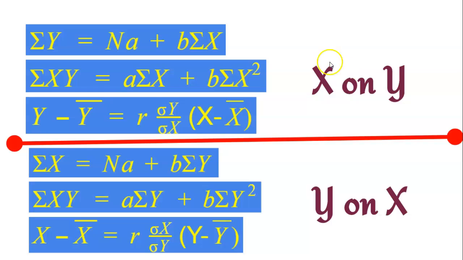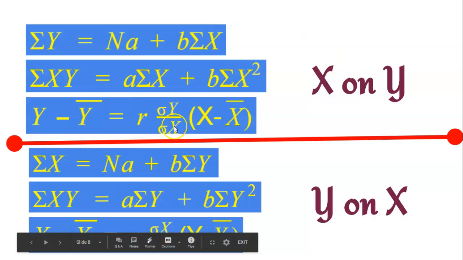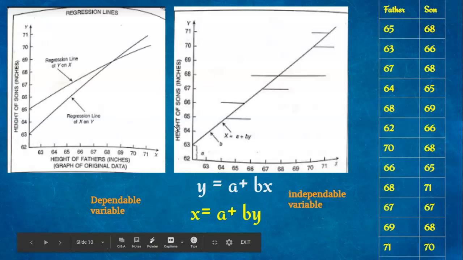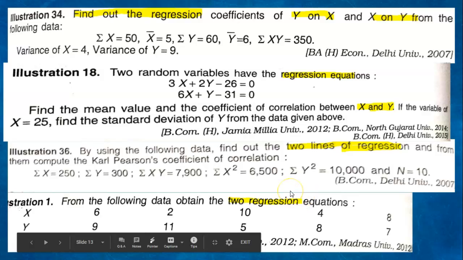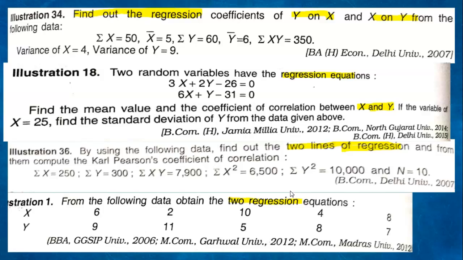కాకపోతే ఈ ఫార్ములాస్ అనేది ఇంపార్టెంట్. You should remember these two formulas. ఎందుకంటే if you look at our previous questions, most of the questions are coming from the y and x, and x and y, two regression equations ఇంపార్టెంట్. అందుకని చెప్పి మనం కొంచెం గట్టిగా అడగడం జరుగుతుంది.